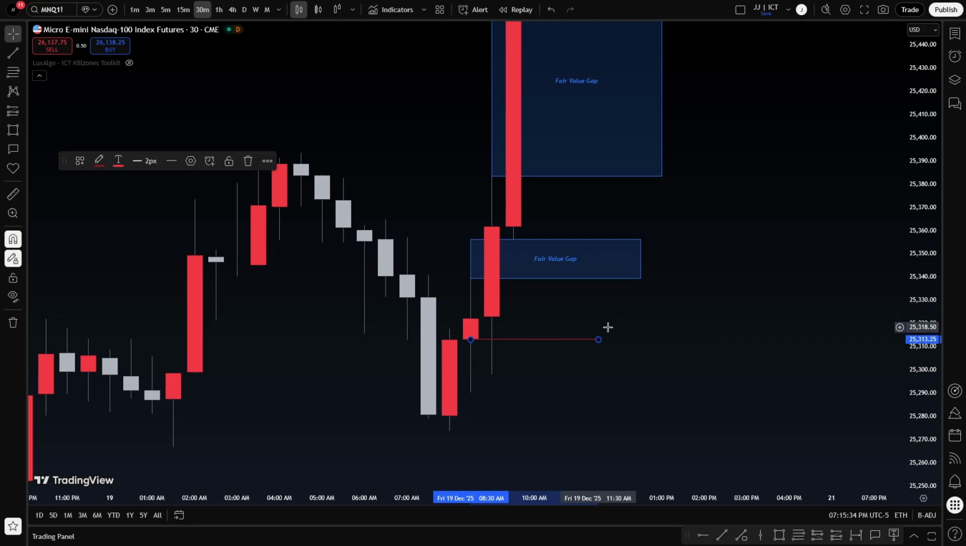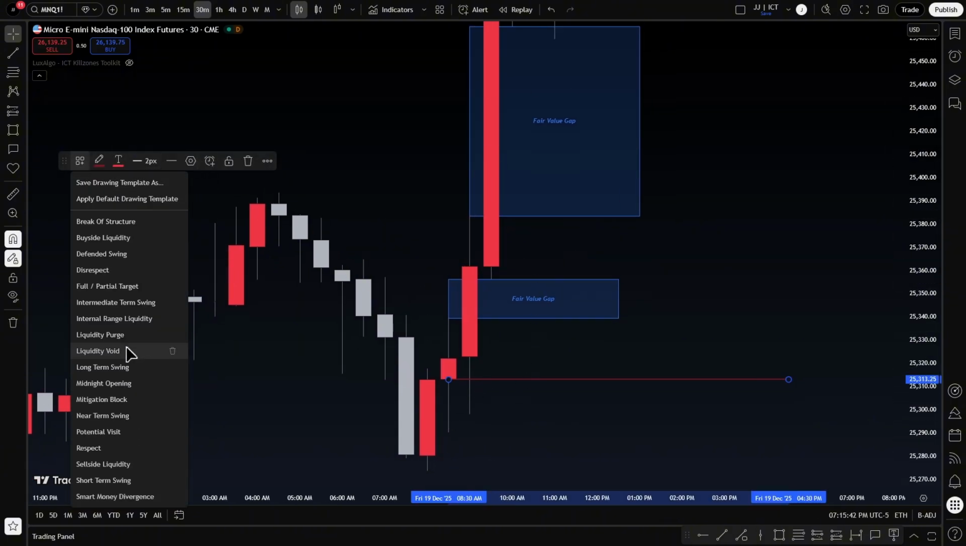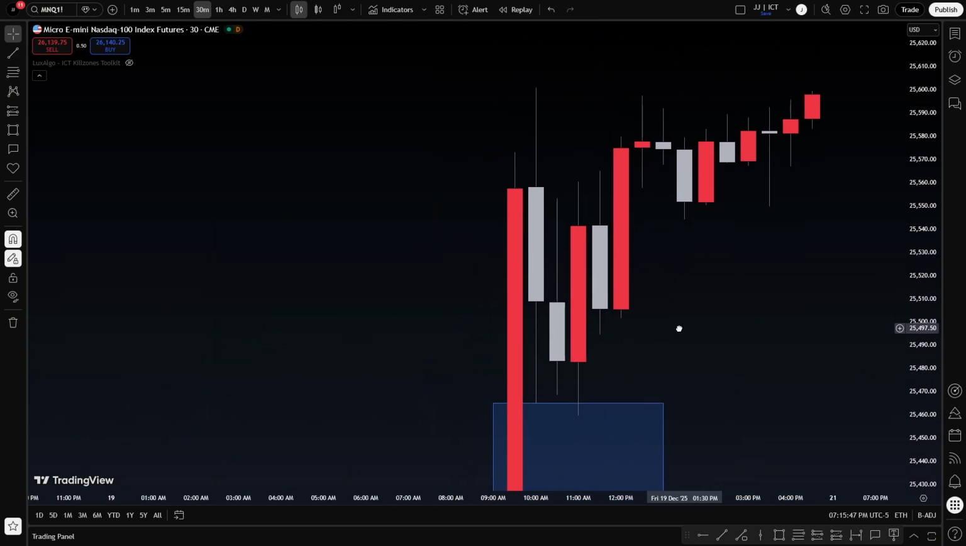Oh, brought back the drawings, but that's fine. So first candle, since it's the same closing or same directional status as the liquidity void, you would simply highlight the open of the first candle. If I can get it, look, there we go, liquidity void. Here we go. Now here's where the opposition begins.